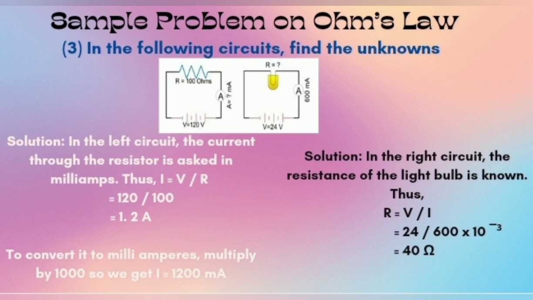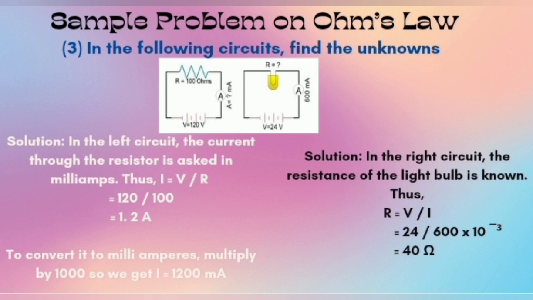Solution. In the left circuit, the current through the resistor is asked in milliamps. Thus, I equals V over R equals 120 over 100 equals 1.2 amperes. To convert it to milliamperes, multiply by 1000, so we get I equals 1200 milliamperes.